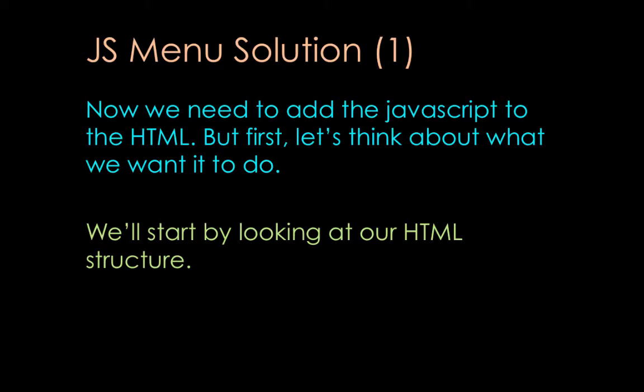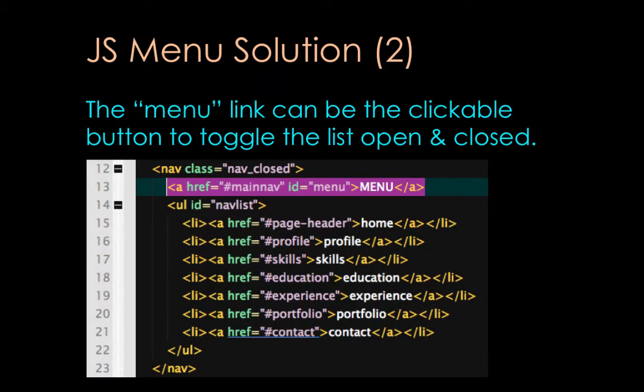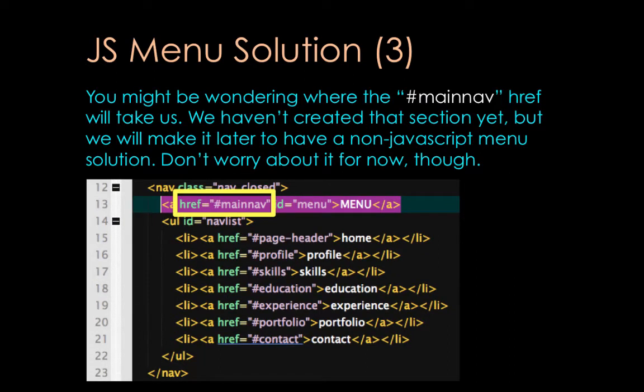We need to add the JavaScript to the HTML, but first, before we do that, let's think about what we want it to do. We'll start by looking at the HTML structure. This is a screen grab of our actual code. So the menu link can be the clickable button to toggle the list open and closed. Okay, on line 13, that's the menu button. All right, so you might be wondering where the main nav href will take us. As I mentioned before, we haven't created that section yet, but we're going to make it later, and it's going to have a non-JavaScript menu solution. Right now, don't worry about it.